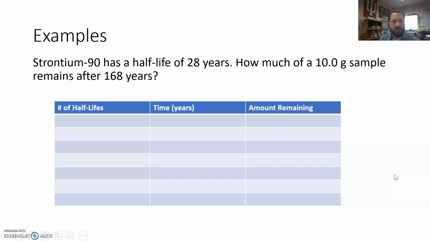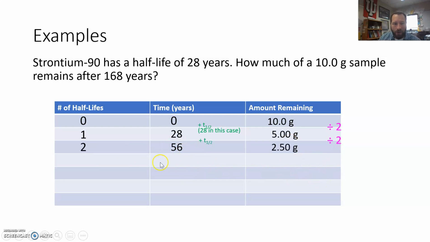Taking a look at another type of example. Strontium-90 has a half-life of 28 years. How much of a 10-gram sample remains after 168 years? So again, at time equals 0, 0 half-lives have passed, we have 10 grams. How about after 1 half-life? Okay, that'll be 28 years. We'll be down to 5 grams. A second half-life will be up to 56 years and down to 2.5 grams.